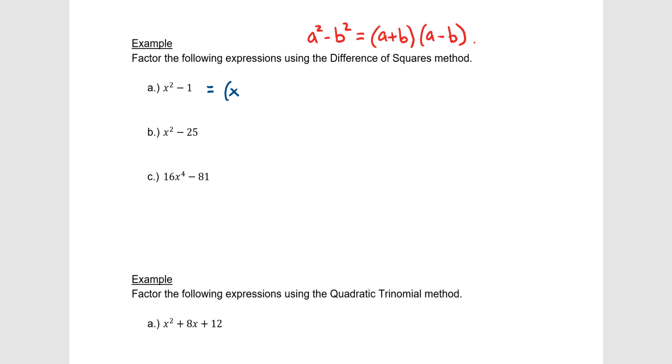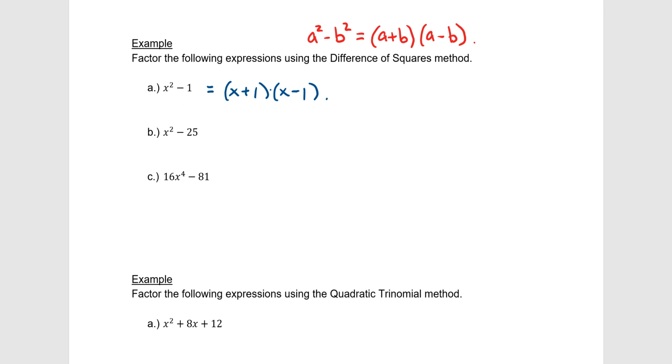The first one's obvious, right? The first term we know is going to be x, because that's what the square root of x squared is going to be. And we know it's going to be x plus something times x minus something. This right here, the 1, we should think of as something squared. We know that 1 is the same as 1 squared. So that 1 that's being squared is our second term in this a plus b times a minus b.